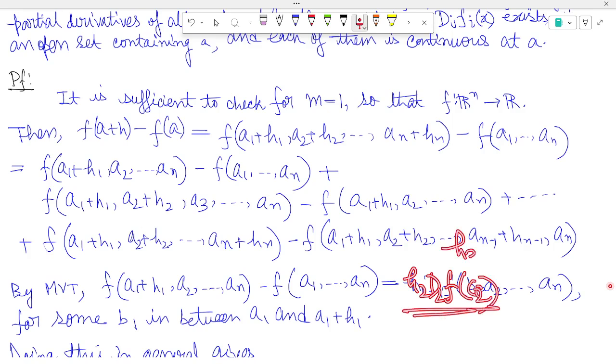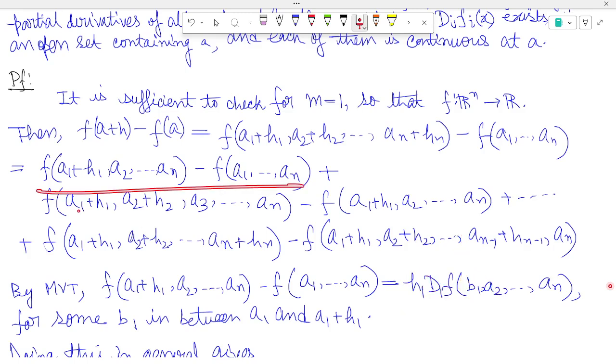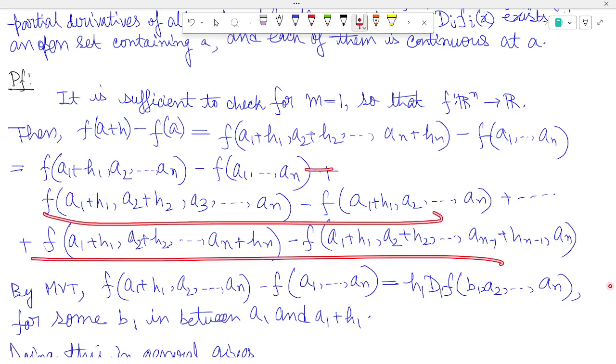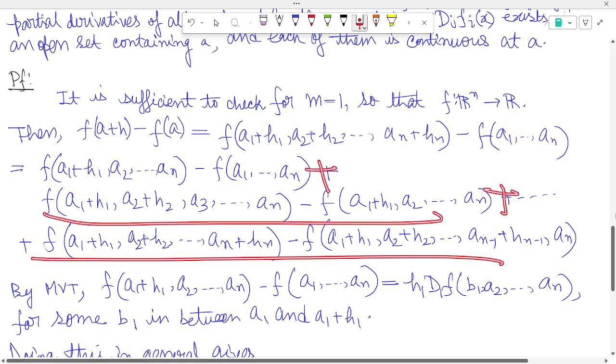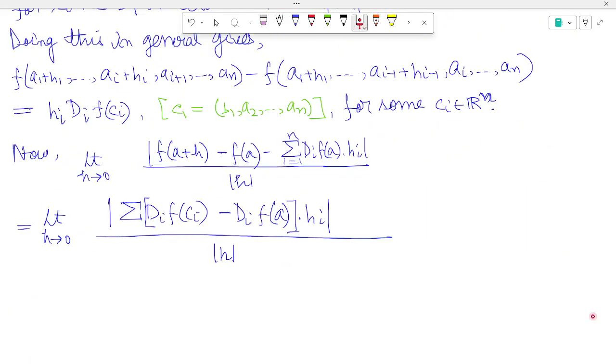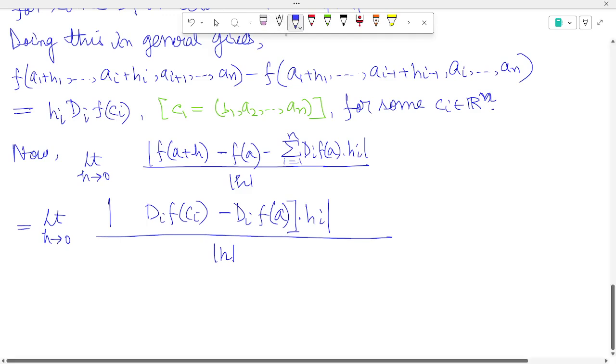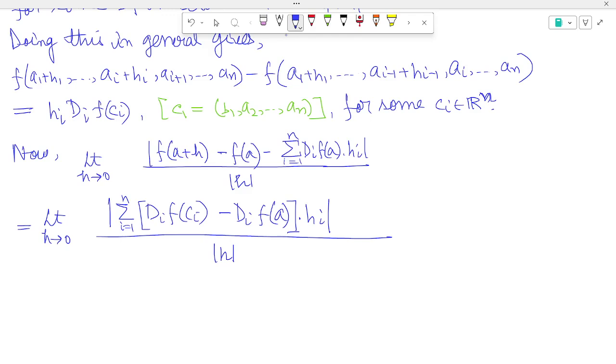Some third part I will get h3. But they are in sum. This is the first part, this is the second part, this is the last part. They are in sum, okay. So it will be this thing, and I have taken them common, and there is a bracket. So this summation, i equals 1 to n, and this is the thing.